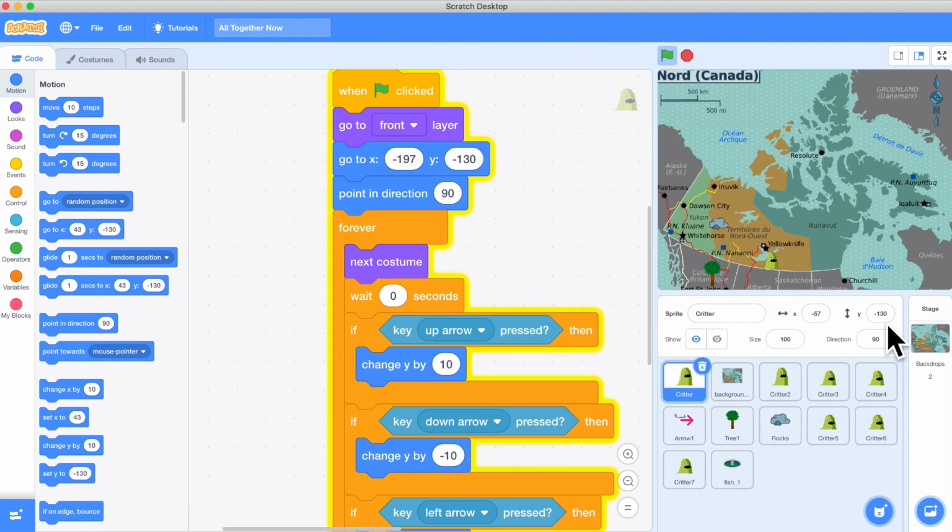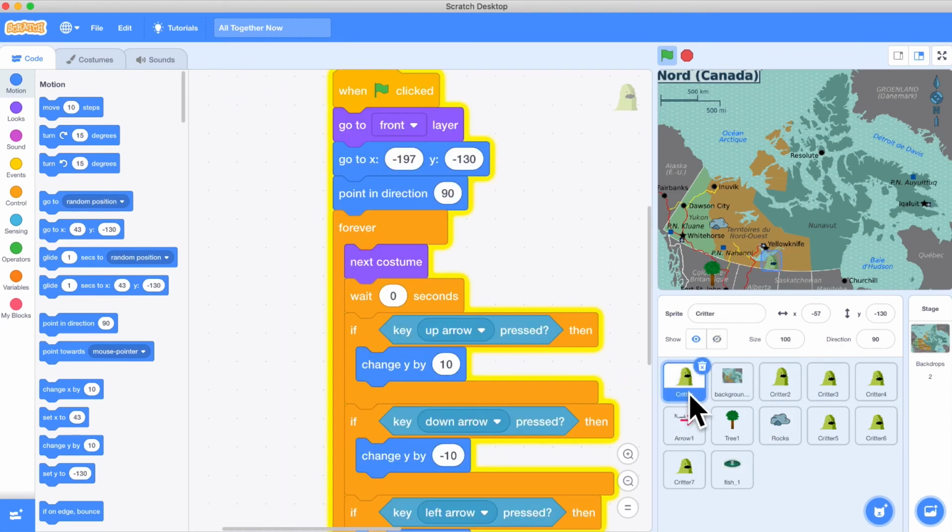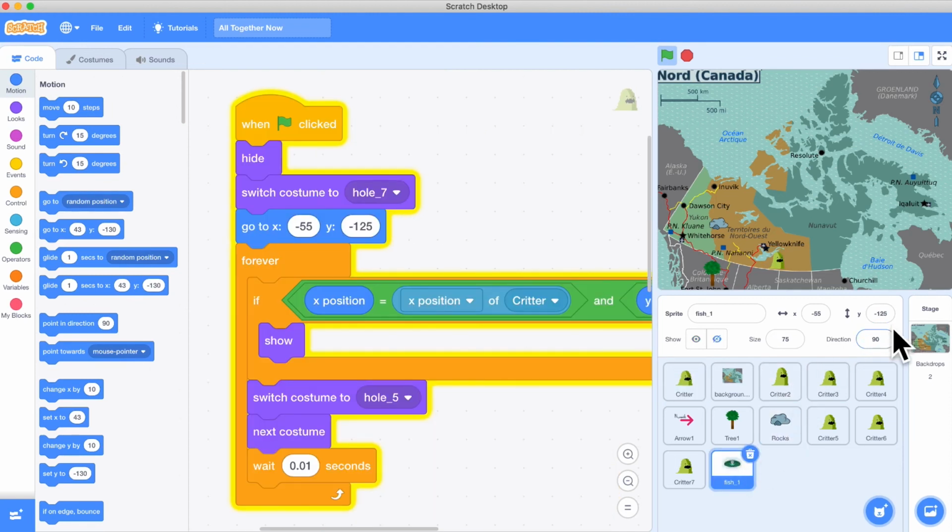And he's looking for the fish, and look at those y number changes and look at the x number as it changes. Let's take a look at the fish's position. The fish is at negative 55 x. And now let's see if we can get critter to go to negative 55. Look at those x numbers. Now let's look at the y. Let's have critter travel up and down on the y-axis. Let's look at the fish's y position, negative 125 y.